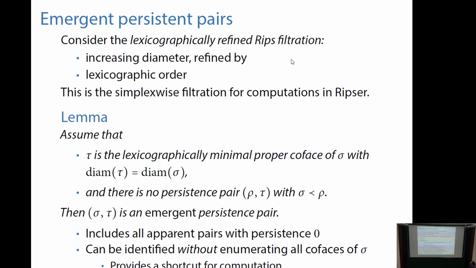It includes all the apparent pairs with persistence 0, and those can be identified very quickly.